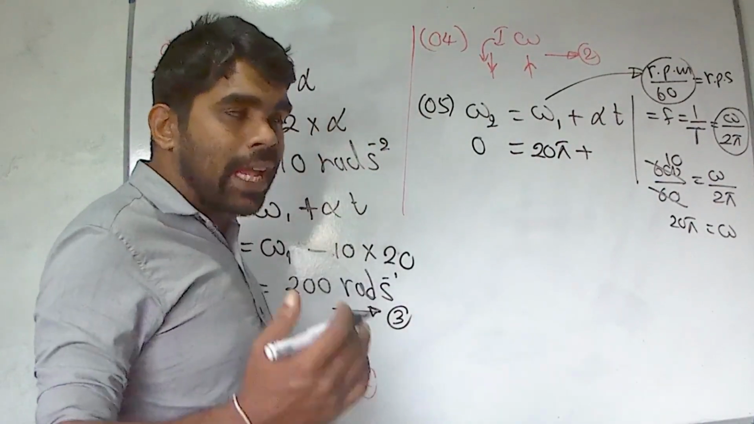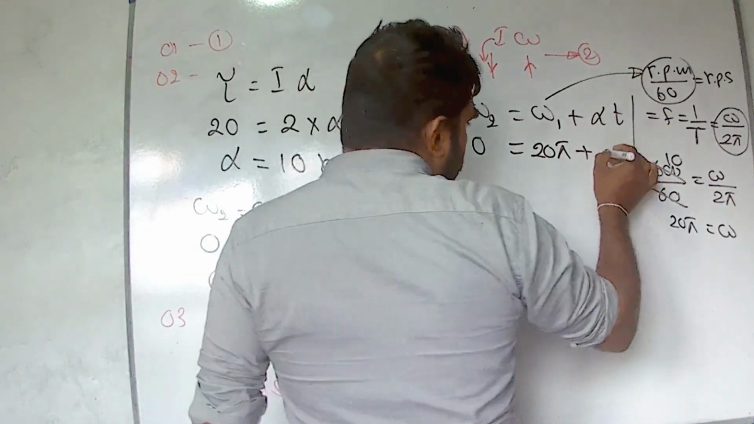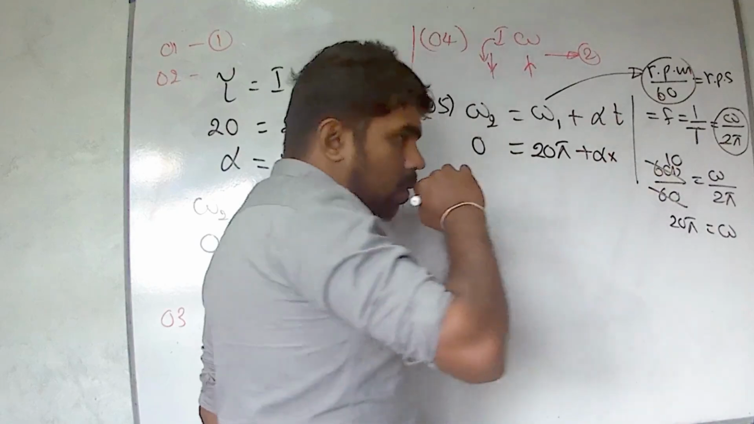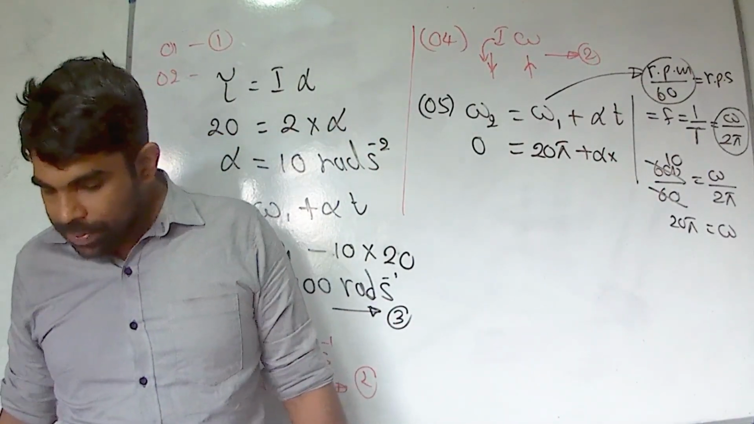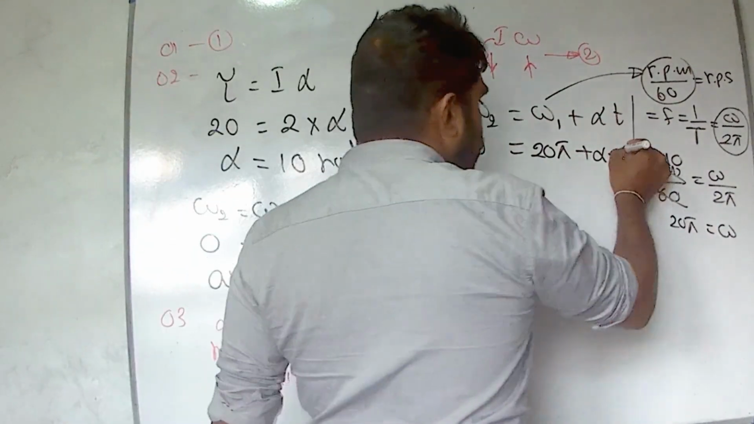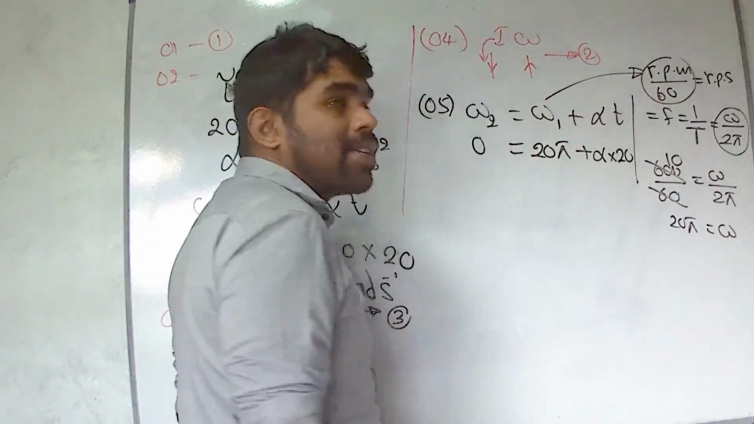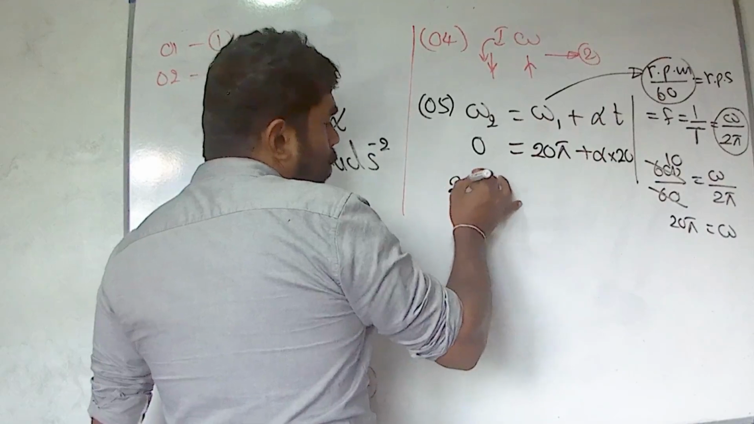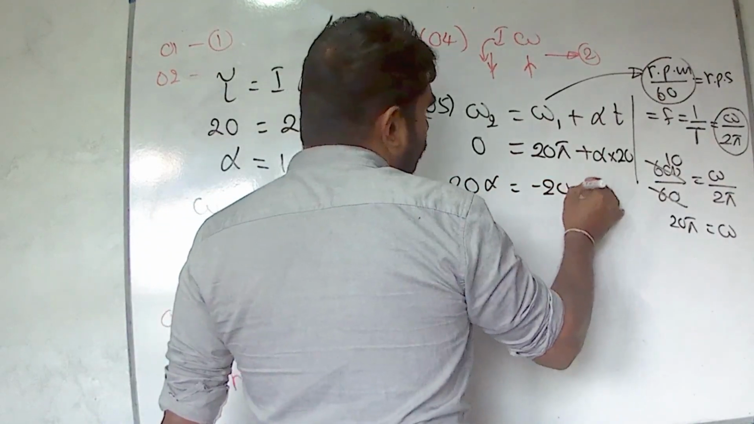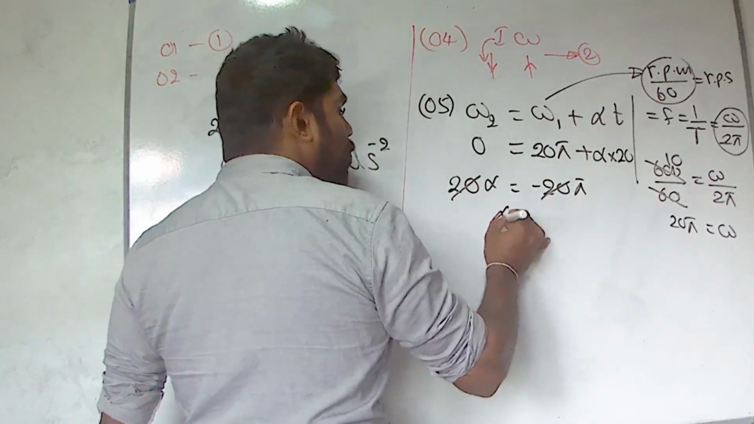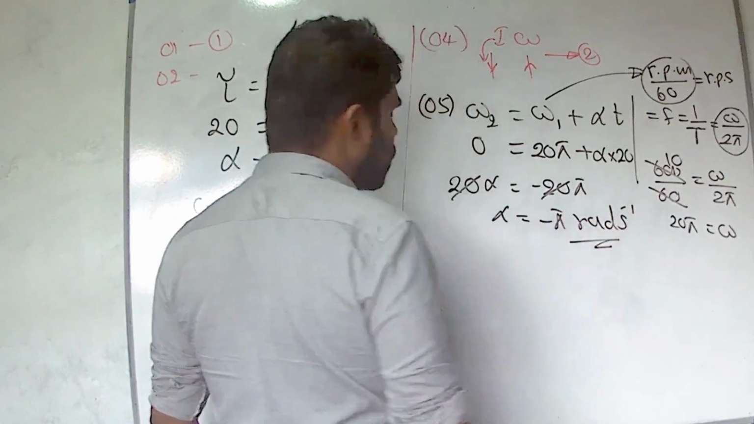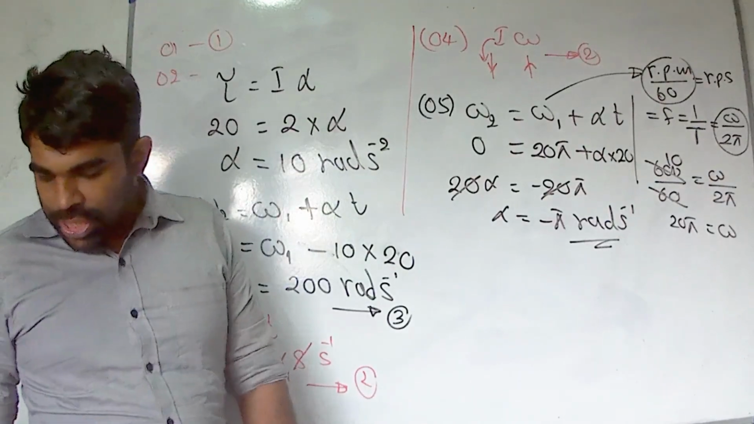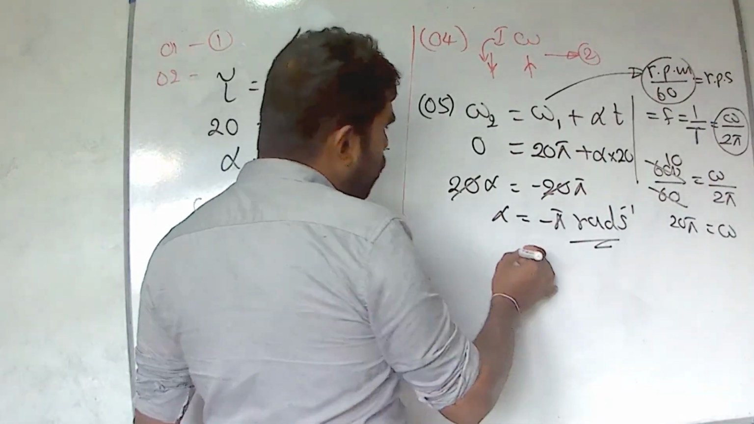Retardation means angular deceleration. We have to find the alpha value. Time taken to stop is given as 20 seconds. Then we can substitute time as 20. 20 alpha equals minus 25. We can cancel out 20. Alpha equals minus 5 radians per second squared. Then the answer is 4 for question number 5.